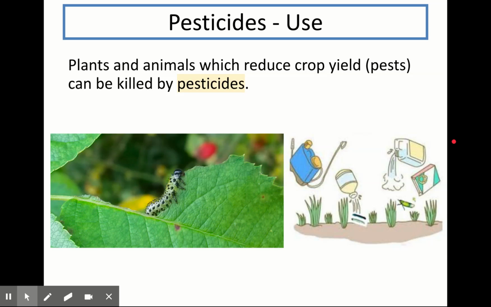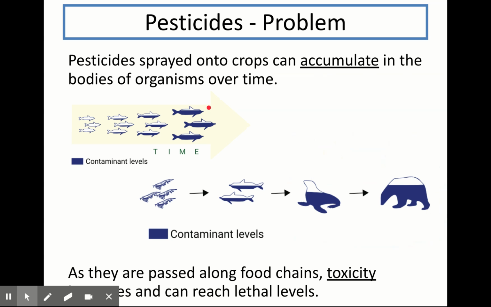So plants and animals which reduce crop yield, referred to as pests, can be killed by using pesticides. So now we know what pesticides are and why they're used by farmers, we need to discuss a problem with them. So this is a different problem than the one we discussed for fertilizers. Pesticides can have a negative impact on the environment.